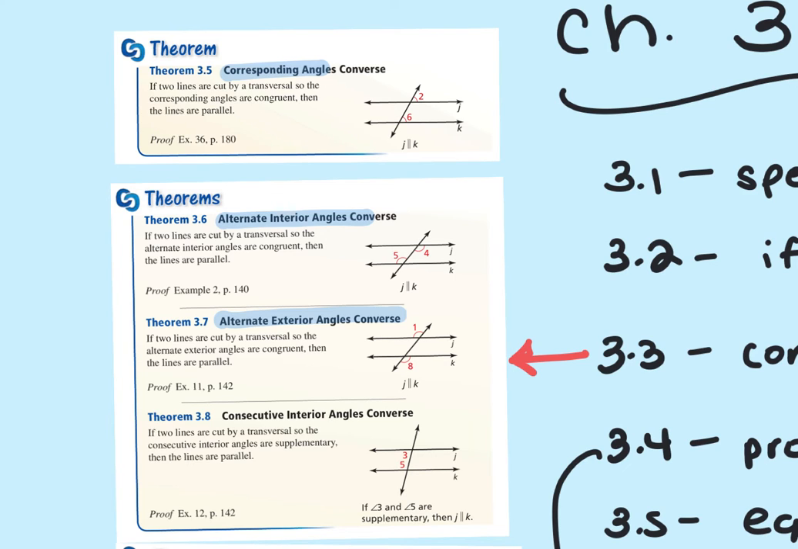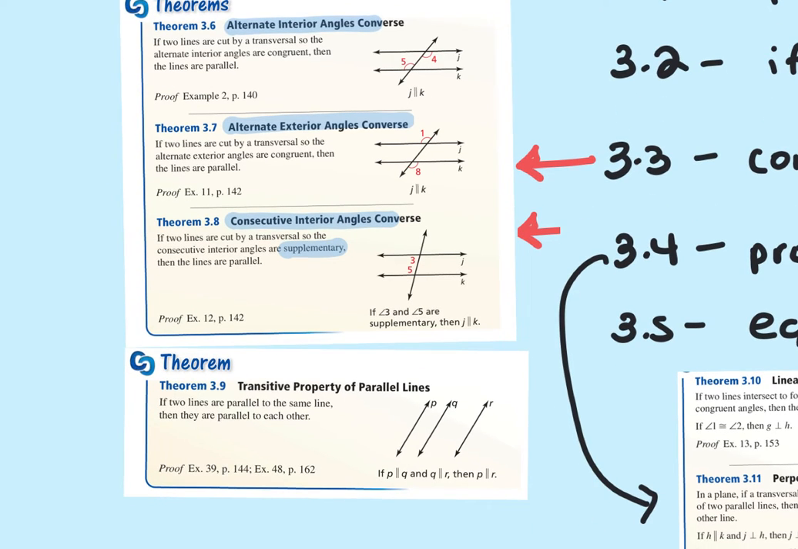Those are all the converses. And then if consecutive interior angles are supplementary, then the lines are parallel. So all 4 of those are used to prove lines are parallel. And we added the transitive property of parallel lines. If 2 lines are parallel to the same line, they are parallel to each other. So that was 5 ways in 3-3.